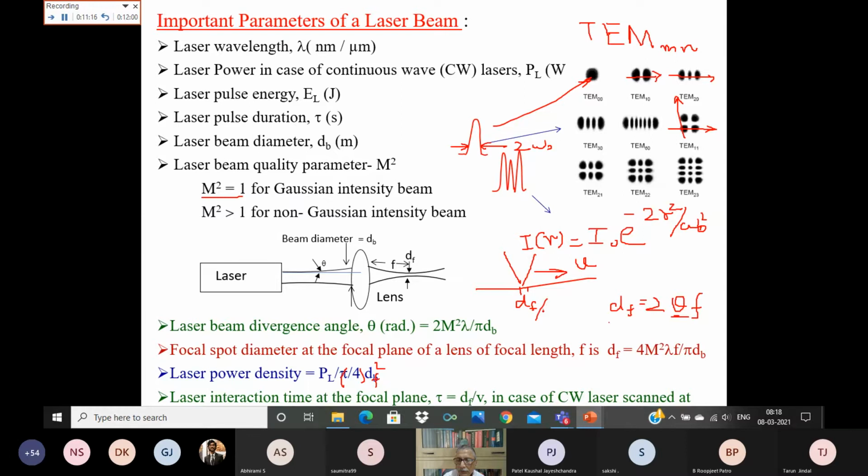So this is the time for which the laser beam will remain here, and then it will propagate and be scanned over the surface. So that is the interaction time. Interaction time and laser power density, these are the two factors that are going to determine what type of processing we are doing.